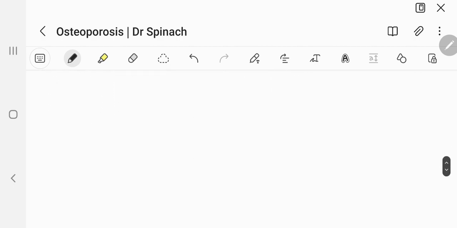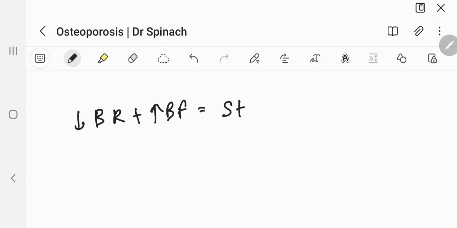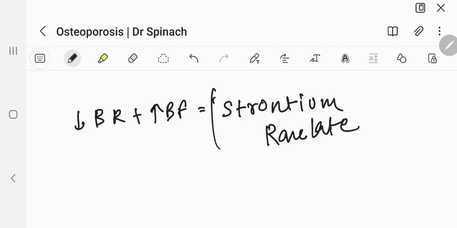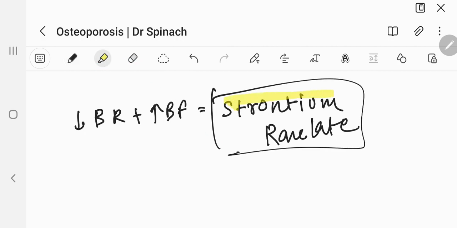Now, what is a drug that can actually help with both bone formation and decrease bone resorption? This is also important. This is a drug called strontium ranelate. So strontium ranelate is a drug that actually does both.